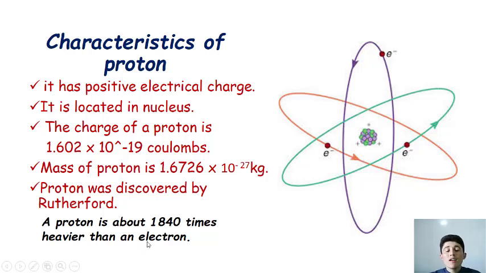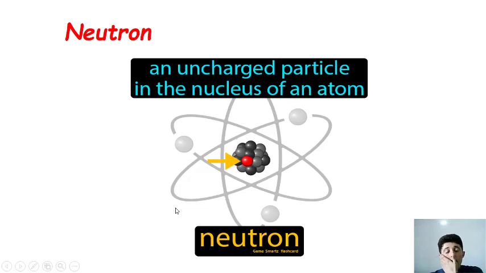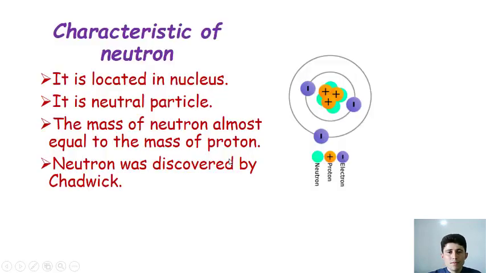And also, my dear students, the third particle which I'm going to talk about is the neutron. A neutron is an uncharged particle in the nucleus of an atom. It's neutral. It doesn't have any electrical charge. As you can see, it's neutral, and also it's located in the nucleus of an atom.